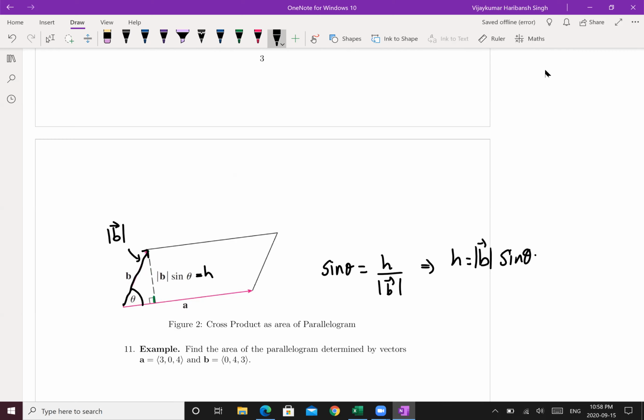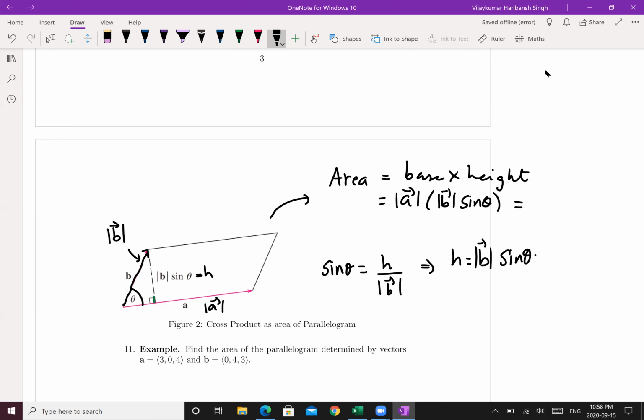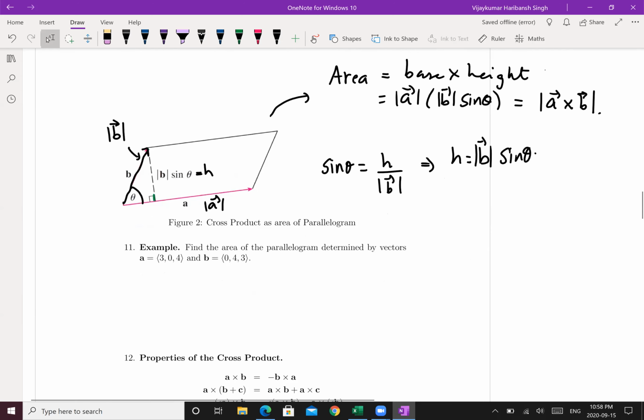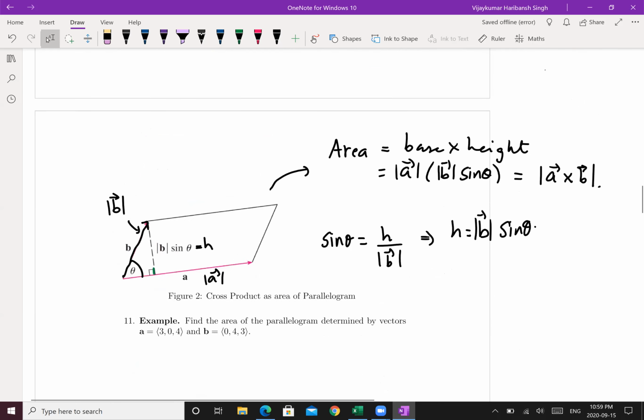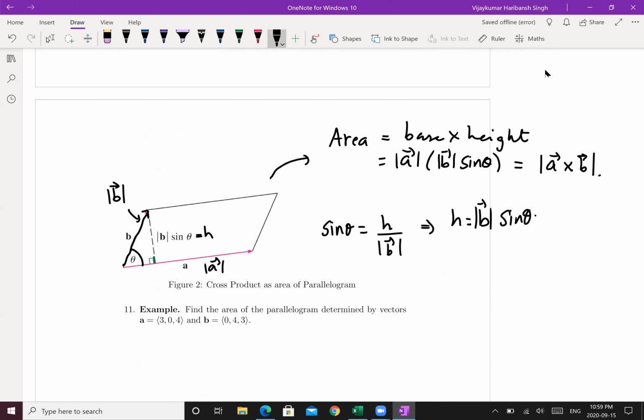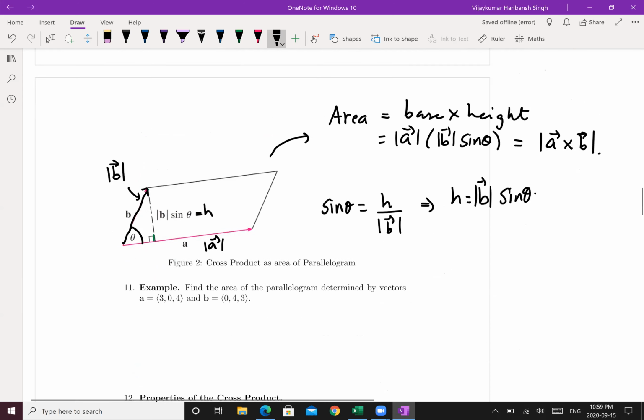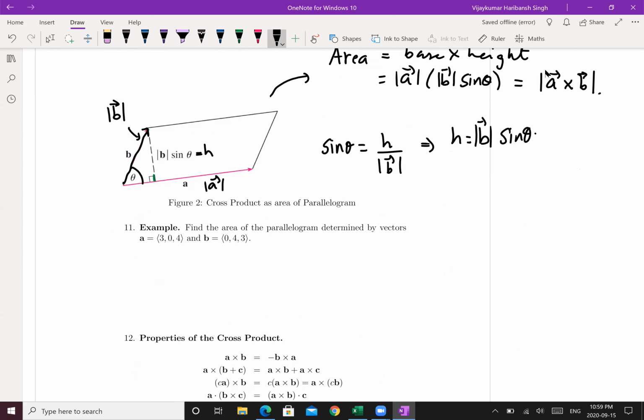So therefore, what do we get? Therefore, area of the parallelogram is base times height, or actually the proper way is to say length of base times length of height. Base is of length vector A times height is length of vector B sine theta. And if you look at this, this is going to be A cross B. So this is a physical interpretation of the cross product. So if you take the length of the cross product, it basically is the area of the parallelogram whose sides are spanned by vector A and vector B. So this gives us a way to determine the area of the parallelogram determined by vector A and B.